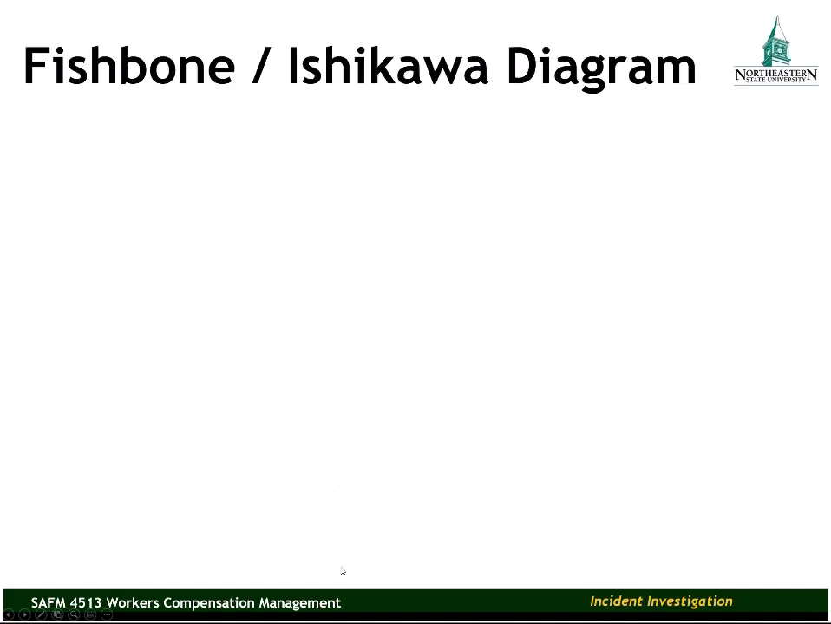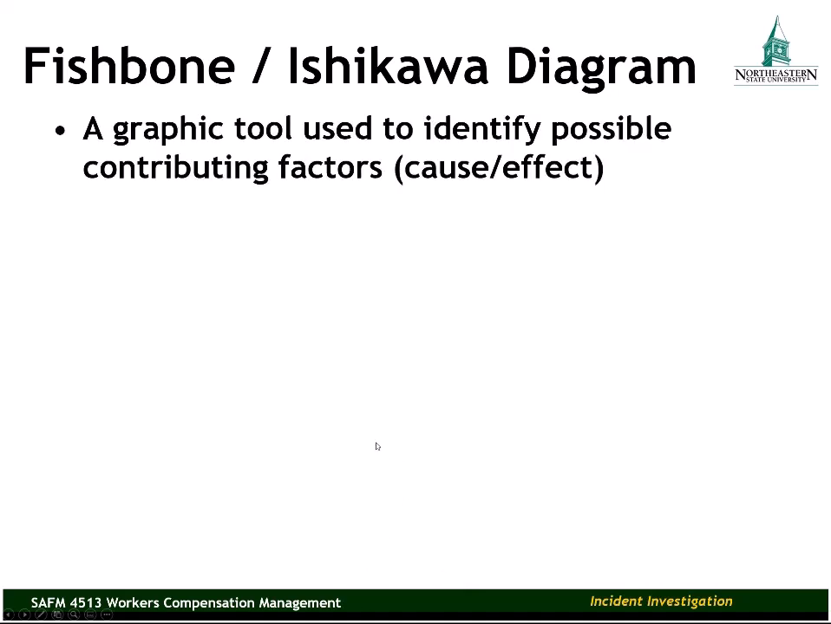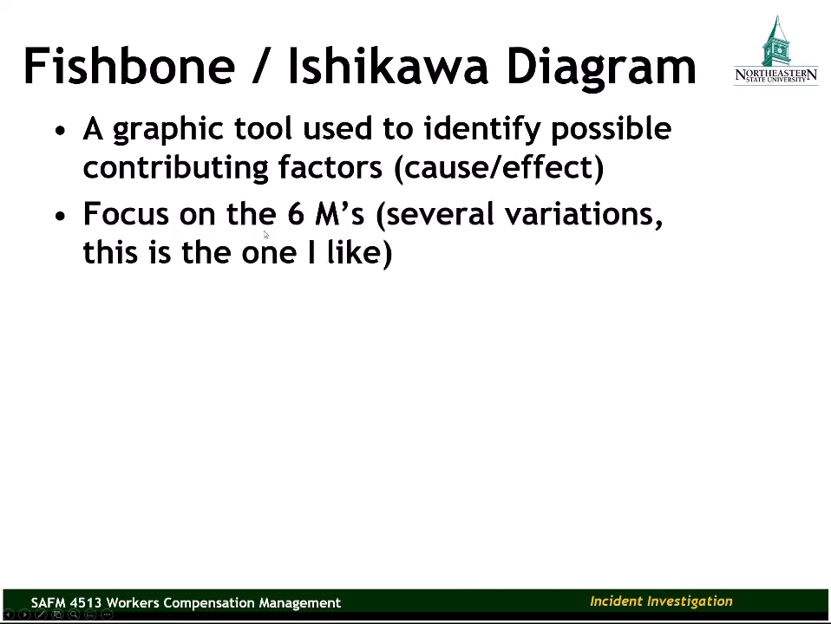All right, another tool that can be helpful that I've used a lot in my investigations is called the fishbone diagram, or the Ishikawa diagram. It was developed by a guy named Ishikawa in Japan. I don't remember how many years ago, but it's been around quite a few years, this particular approach. And this is just a tool, just a method, like the 5 whys is a method and a tool. But it's a graphic tool used to identify possible contributing factors to an incident. It focuses on the 6 M's.